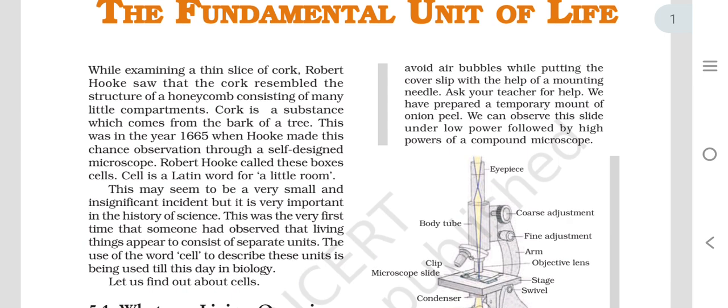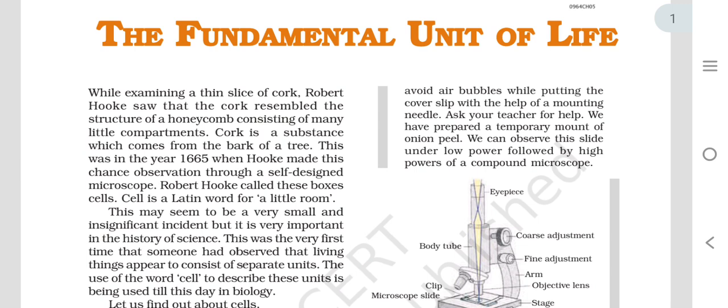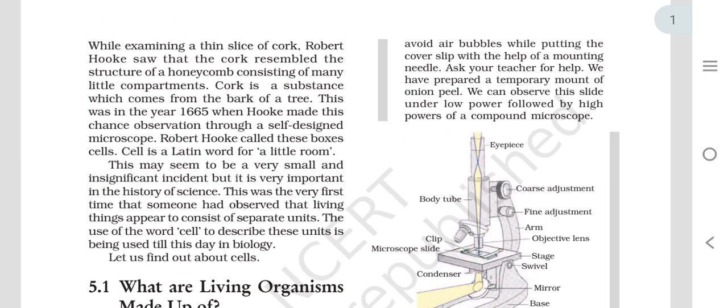For example, if I take one example of a house, for building a house, what is the basic requirement? It is the brick. Yes or no? So whenever we add brick with brick, it will become a good building. Like that, a cell is the structural and the functional unit of life. Cork is a substance which comes from the bark of a tree.